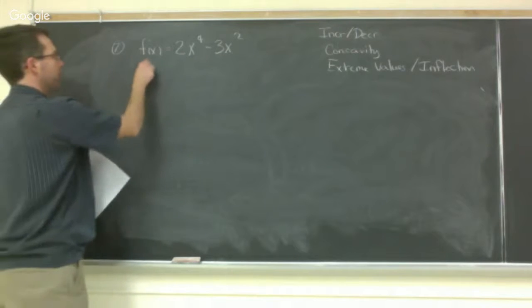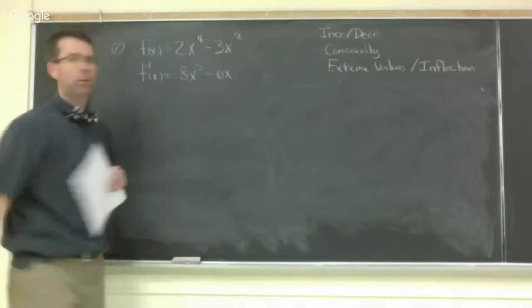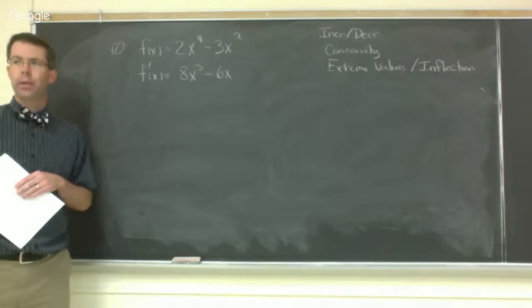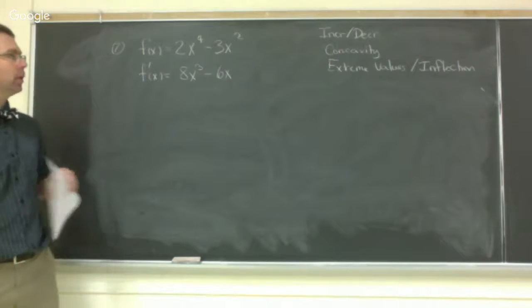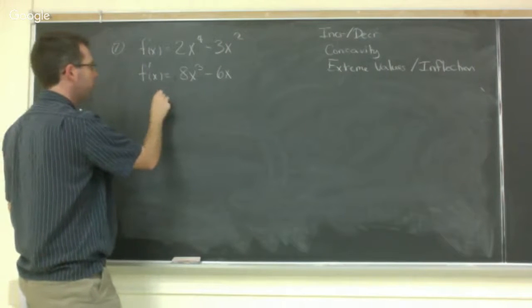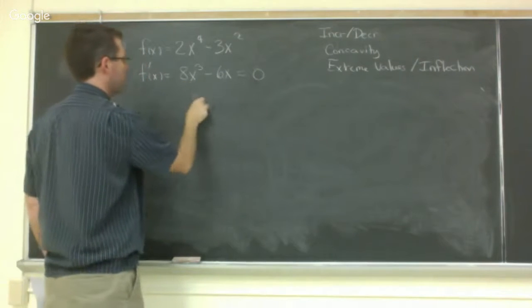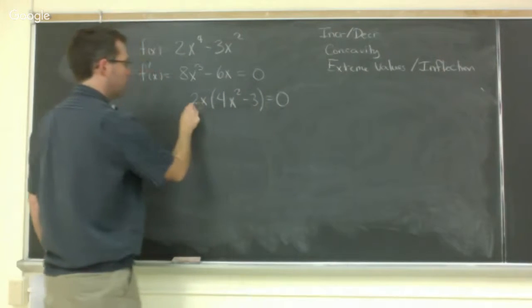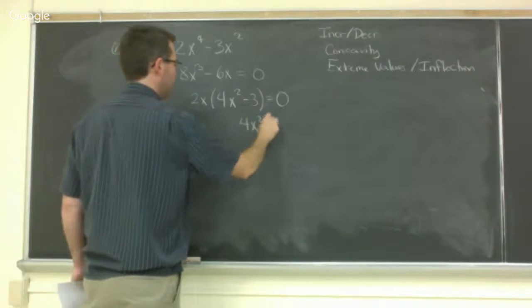So our first derivative is 8x cubed minus 6x. And which of the information will that tell us about? Critical points and increasing, decreasing. So we're going to be solving for where this equals 0. So let's find out where this equals 0. Common factor 2x: 2x times 4x squared minus 3. So 2x equals 0, or 4x squared minus 3 equals 0.